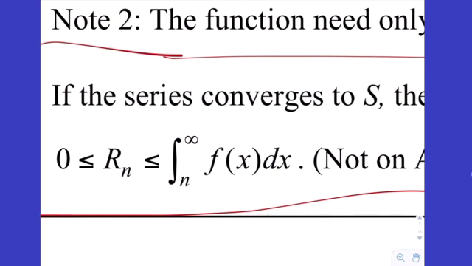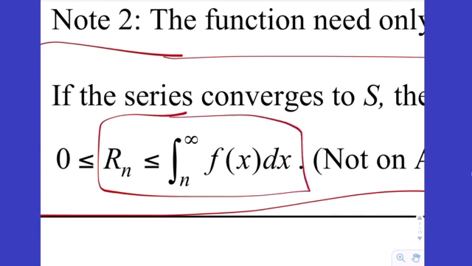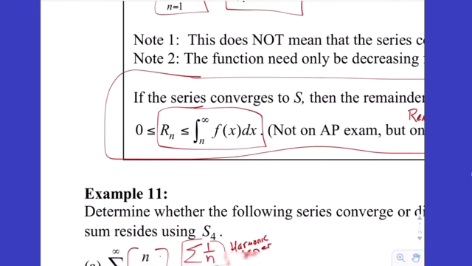The remainder, the actual error, is going to be less than or equal to the integral from n to infinity, where n is the number of terms we use. So for instance, if we added up the first 4 terms for a convergent series, we could then say, I know that the sum is going to be within whatever the integral is from 4 to infinity of that function. It's not going to be exactly that amount, but that amount at the very most, or anything smaller than that. If I use the first 10 terms, then I know that my remainder is going to be within the integral from 10 to infinity of that function.